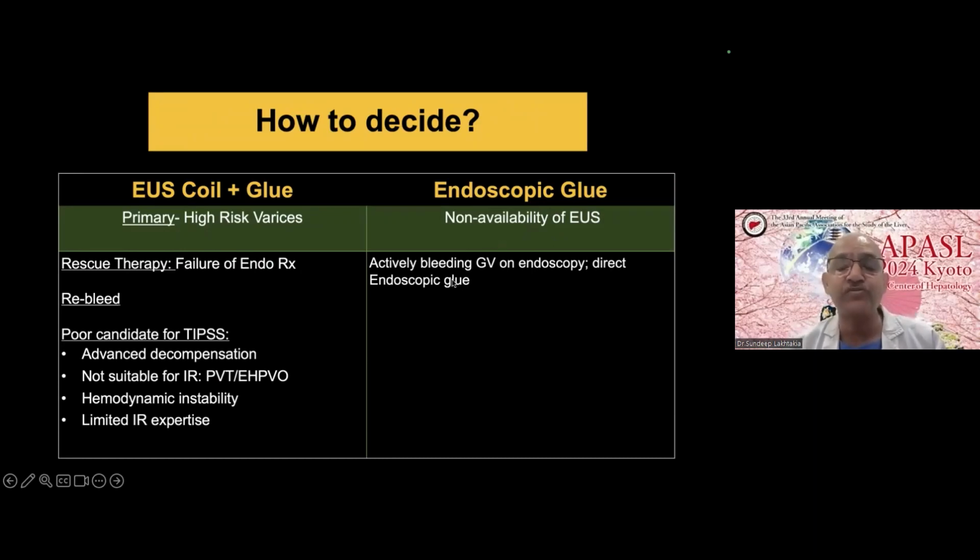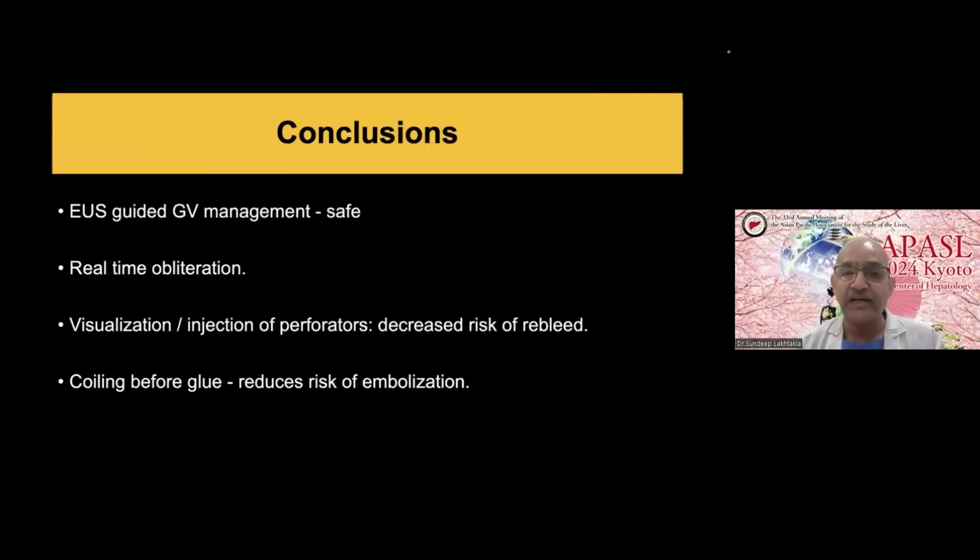If you're doing an endoscopy and you see a bleeding varix, there's no point changing the scope to EUS. You can directly address that bleeding and come back later with an EUS scope to see whether you've done a complete job. In the end, I would like to conclude by saying that EUS-guided gastric varices management is safe. You see real-time obliteration, whether you use EUS-guided glue or coil or either of them. You can visualize and inject the perforators, which reduces the required volume of glue or coil, and there's a decreased risk of bleeding and a decreased risk of embolization using this method of coil and glue.